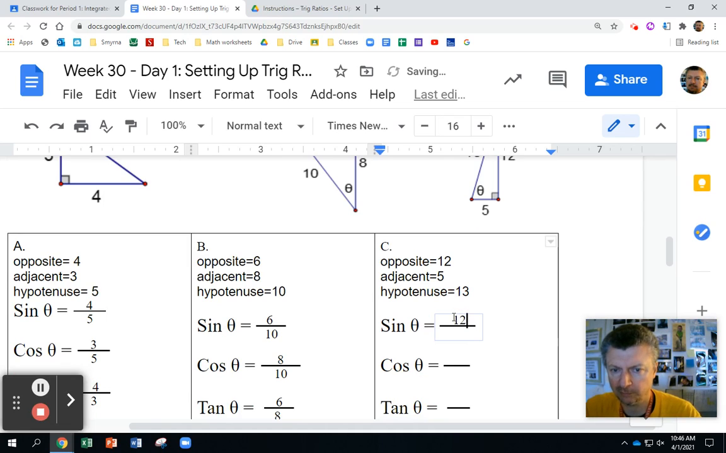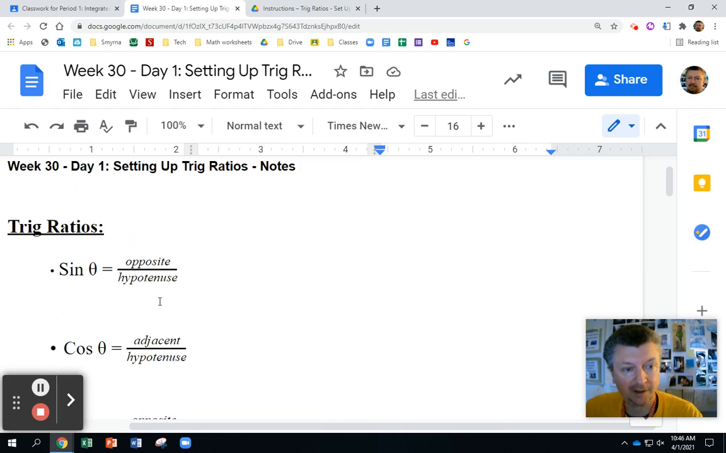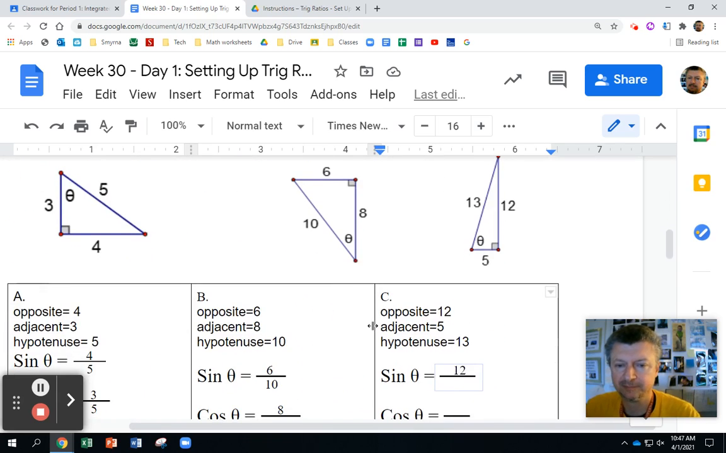All right, so sine, we know is opposite over adjacent. 12 over 13. I said opposite over adjacent. See, that's why I got to check too. It's opposite over hypotenuse. Yep, there it is. Sine is opposite over hypotenuse.